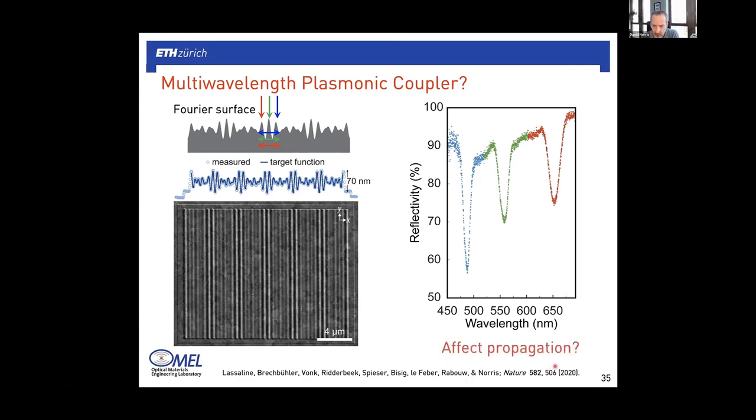And finally, maybe the third example before I move on to the last little bit is we can also now imagine not just diffracting light off and diffracting light into a surface, but now we can use the waviness to affect propagation.